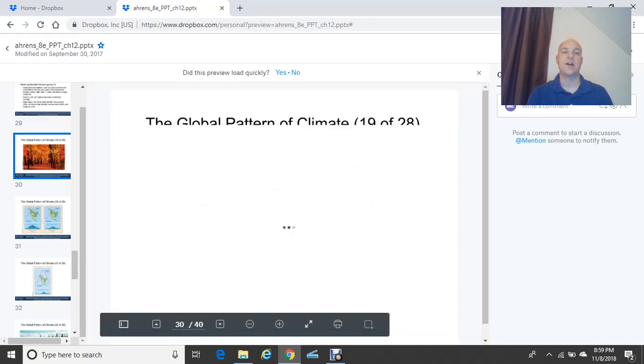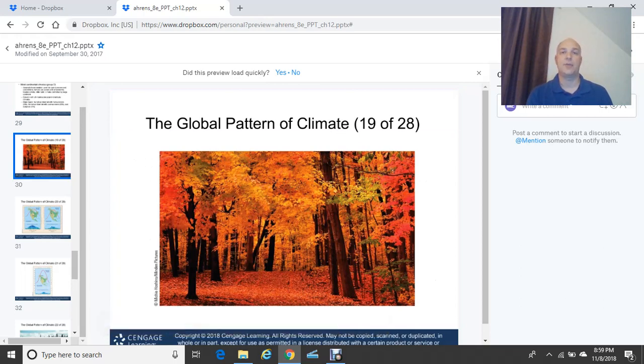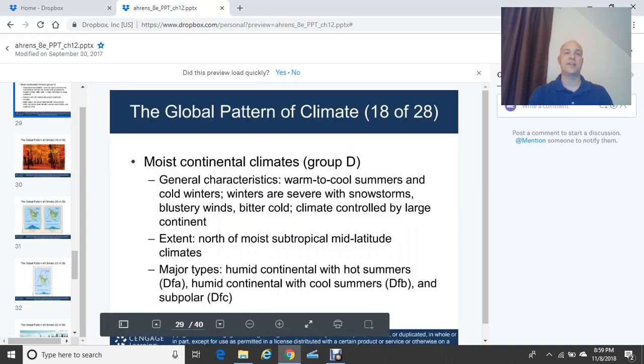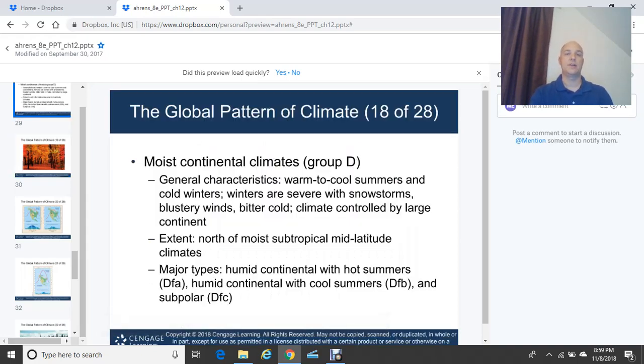So let's move on and, oh wow, take a look at that pretty picture. That is an example of some deciduous trees changing color in the autumn, in the fall, and wow, that's beautiful. I think I see some maple trees in there. Look at the forest floor being littered with a lot of foliage, a lot of leaves. This is an example of an area that would fit this classification, the moist continental climate, Group D.